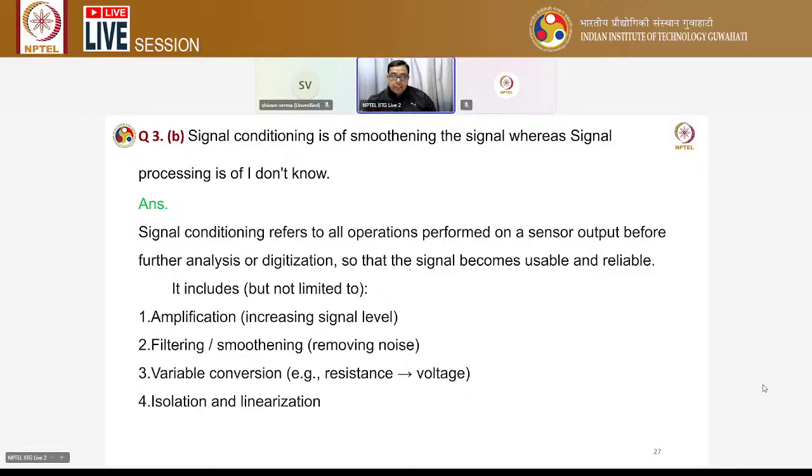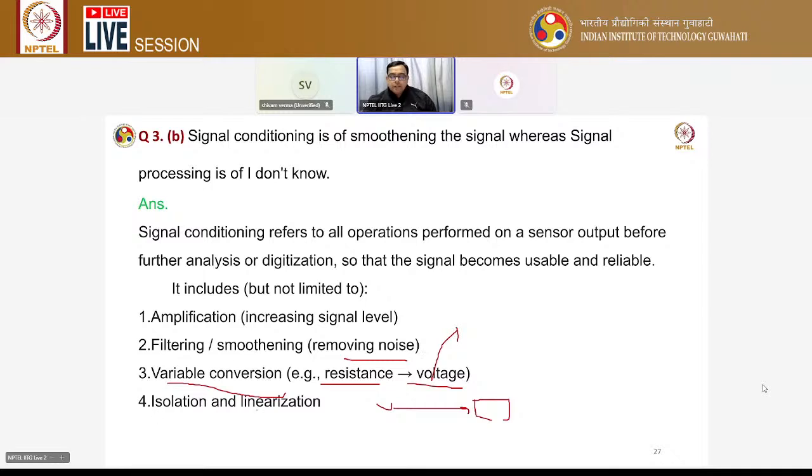So this includes, but is not limited to, amplification, increasing the signal level, then filtering or smoothing that you are telling, mostly removing the noise and other things, and then you have the variable conversion, which was a step in our measurement system also. So conversion of, say, resistance to voltage, or if the output is in terms of voltage and the subsequent stage requires current as an input, then voltage to current, and so on. And then isolation and linearization.